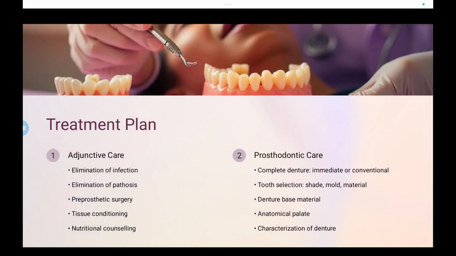Now treatment plan. Treatment plan involves adjunctive care involving elimination of infection and pathosis, pre-prosthetic surgery, tissue conditioning, nutritional counseling. Prosthodontic care involves complete denture, immediate or conventional, tooth selection, shade, mold and material, denture base material selection, anatomical palate, and evaluation, characterization of denture. Now conclusion.